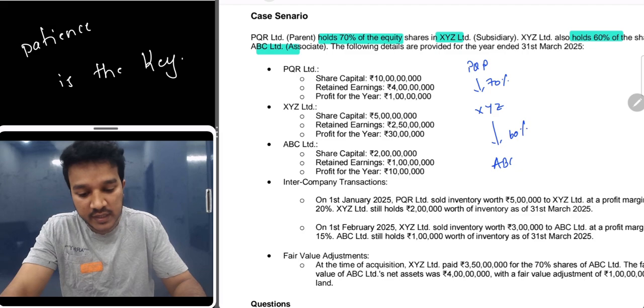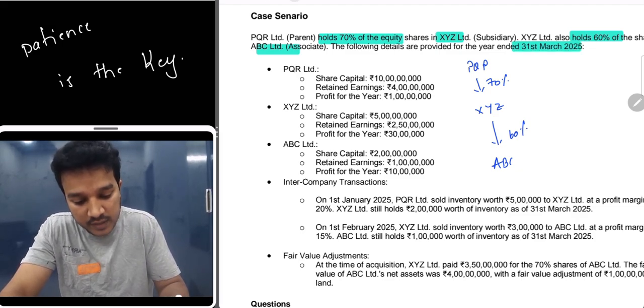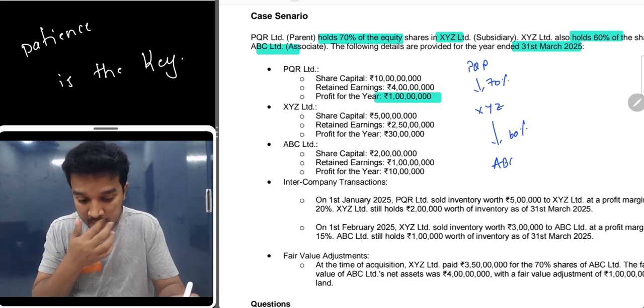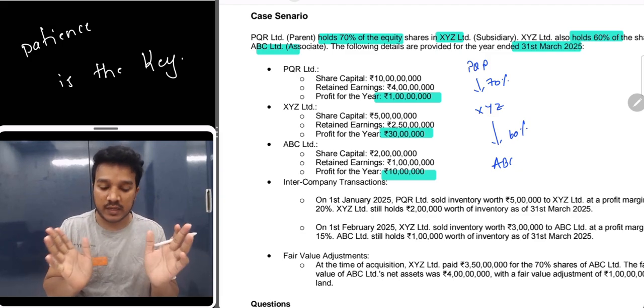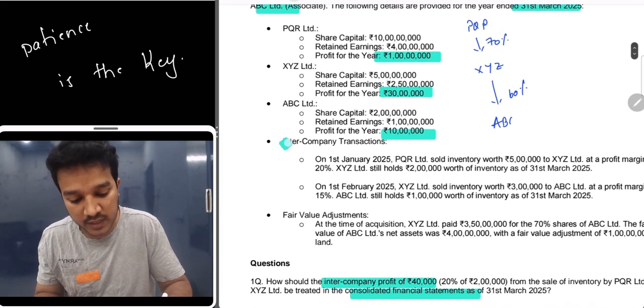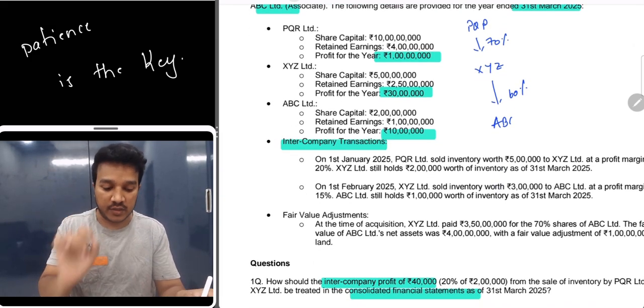Now the following details for the year ended 31st March 2025. Okay, so PQR Limited share capital, retained earnings and profit for the year is this much. XYZ Limited share capital, retained earnings and profit this much. ABC Limited share capital, and they have given profit for all the three companies. Fine. So here comes the intercompany transaction and the question was pertaining to this.